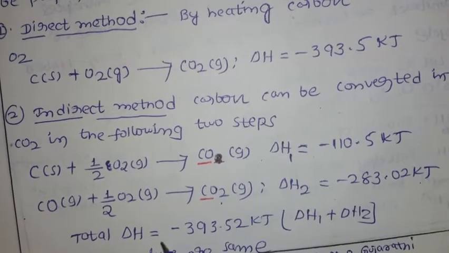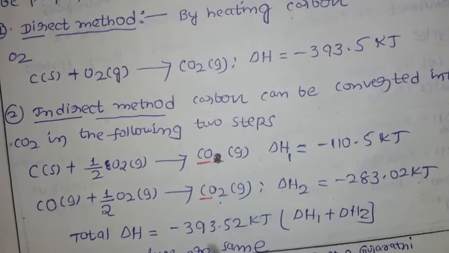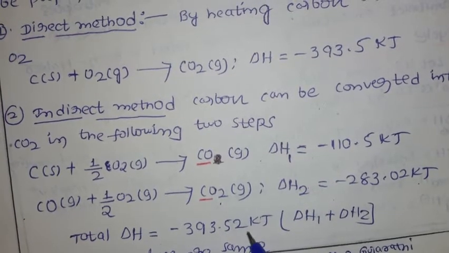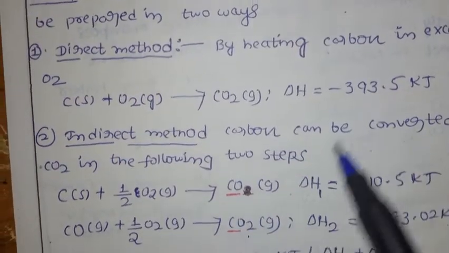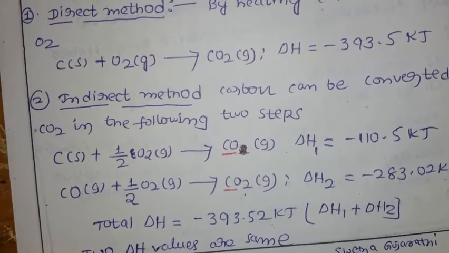So now the total enthalpy is delta H1 plus delta H2. If you go for that, you get minus 393.52 kilojoules. Okay, in the direct step we got this value, and in the indirect step we also got this value. The two delta H values are the same.